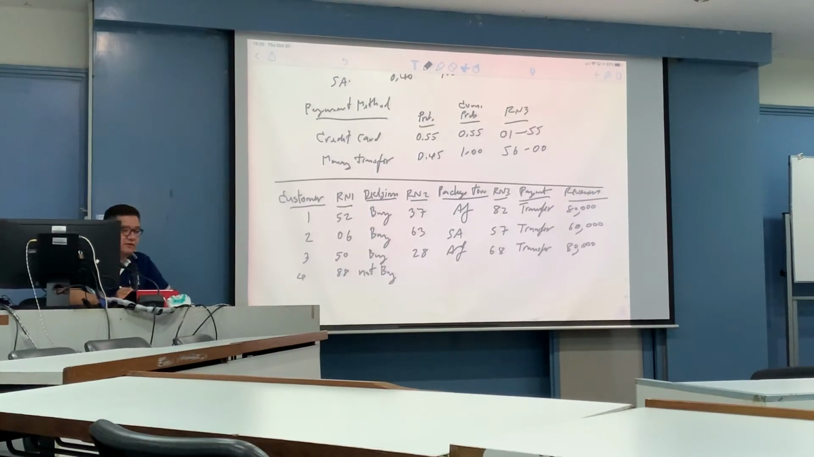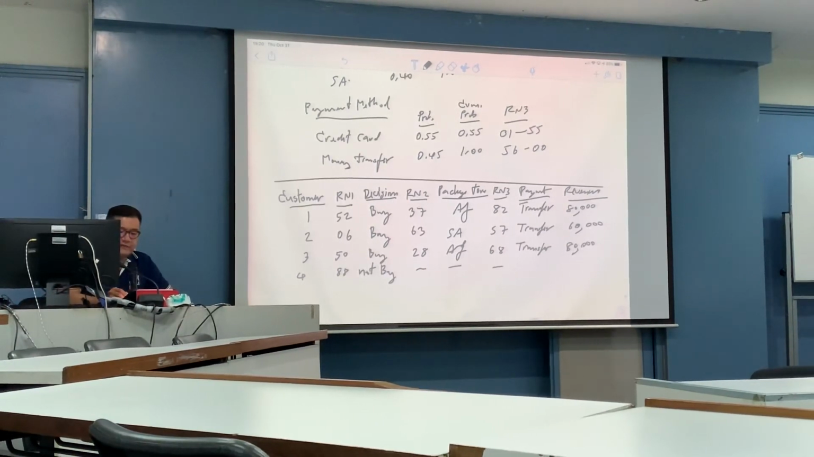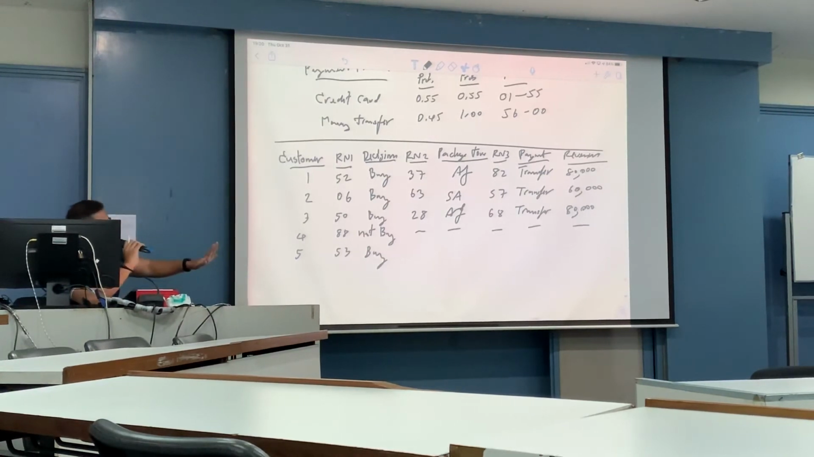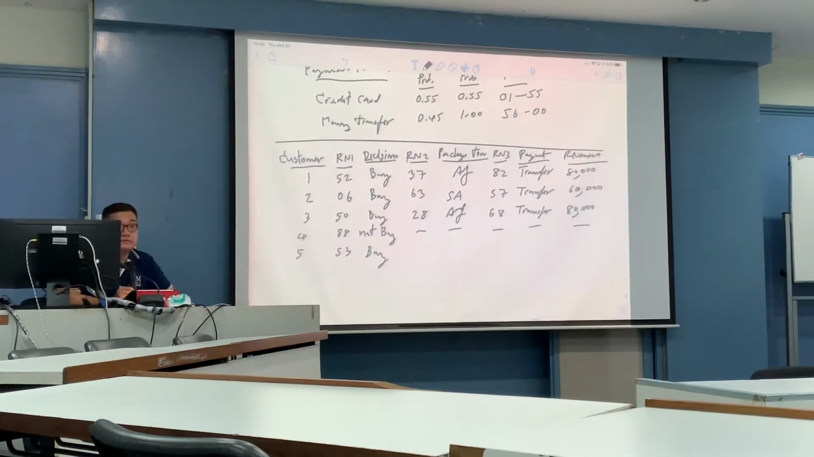If this customer does not buy, you don't have to do the next simulation. What next? Customer number 5. From 88 you have 53. 53 still buys. And you can see from RN2, in this case, the next number that you can use should be 02. Okay, 02.